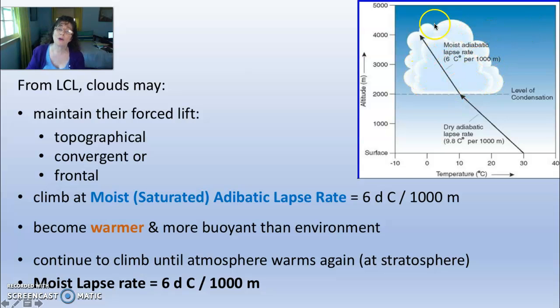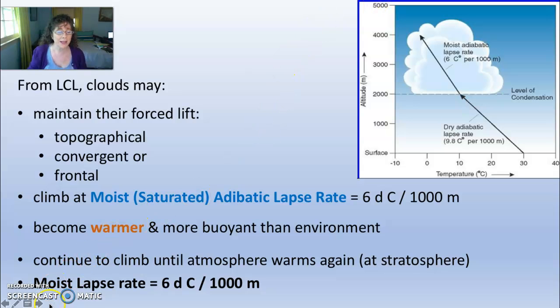That means that the cloud could be more buoyant than the environment and continue climbing and rising and cooling and condensing until it meets the stratosphere. And the stratosphere, as we know, is warmer than the troposphere. Suddenly that cloud is not going to be more buoyant than the warmer air in the stratosphere. That cloud is going to have a lid on top of it. That's where you see the anvil for a lot of thunderstorm clouds.